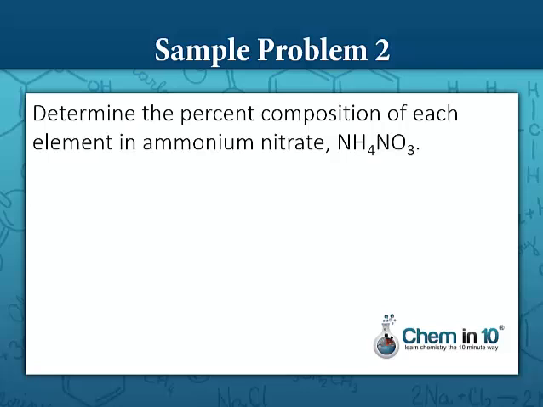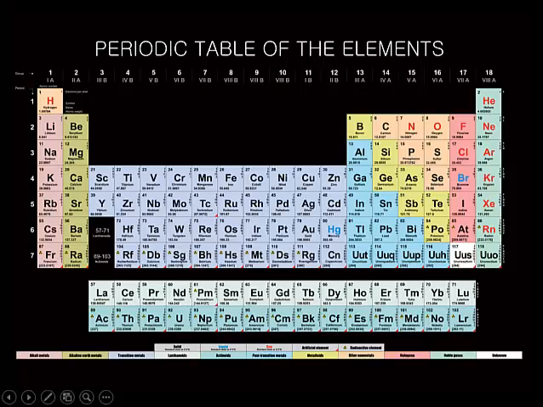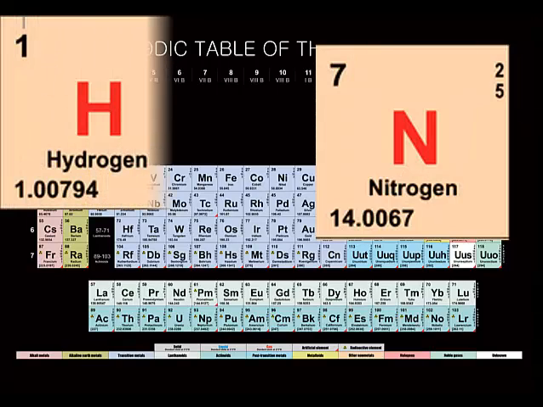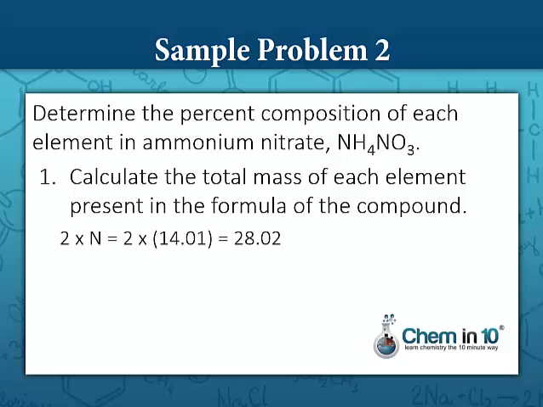Sample problem number 2. Determine the percent composition of each element in ammonium nitrate. So we need the mass of each element in this compound, so we'll go to the periodic table again. Notice that we have 2 nitrogens. We have a nitrogen in the ammonium ion and a nitrogen in the nitrate ion. So each nitrogen has a mass of 14.01 grams per mole, and each hydrogen is 1.01 grams per mole. So 2 nitrogens is 2 times 14.01, which is 28.02 grams per mole. And we have 4 hydrogens. And if each hydrogen has a molar mass of 1.01 grams per mole, that equals 4.04 grams per mole due to hydrogen altogether.